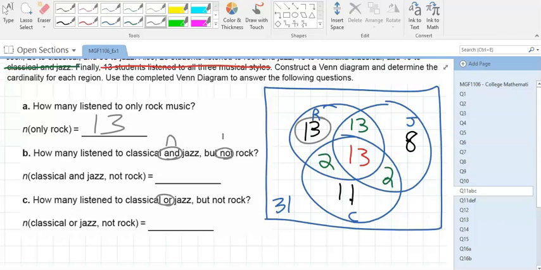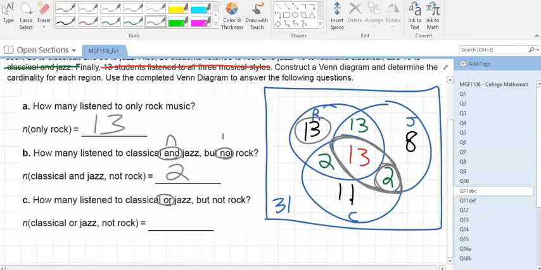So when we look at the intersection, that's right here. There's the intersection between classical and jazz. But one of those numbers in there we got to throw out. Who is it, the red or the green? The red, because the red, the 13 that's in there, that includes rock. And according to our sentence over here, we don't want the rock. So our only answer to this one is 2. There are only 2 students that listen to classical and jazz, but not rock.